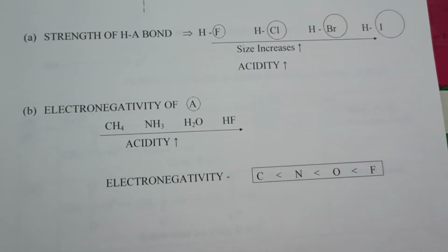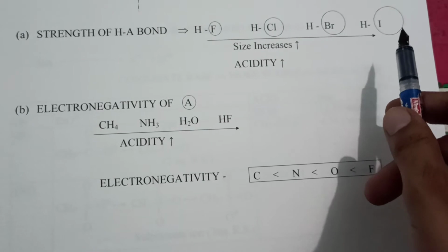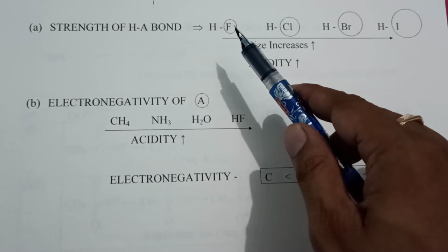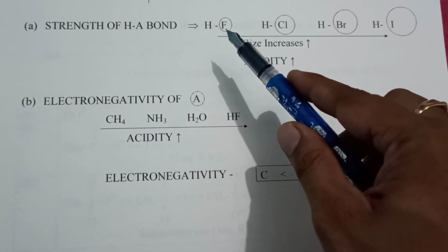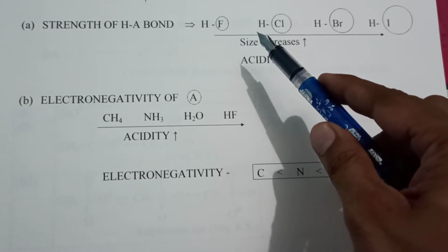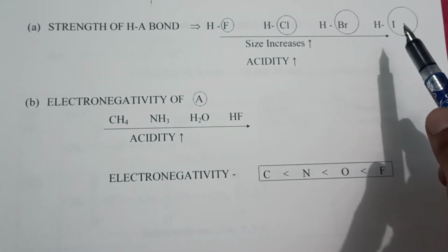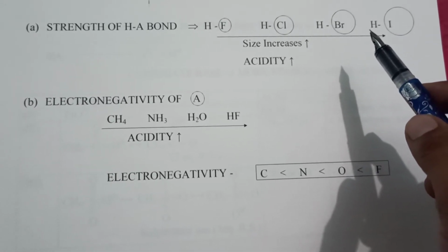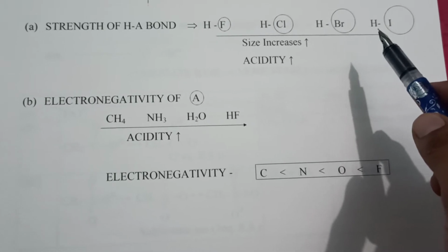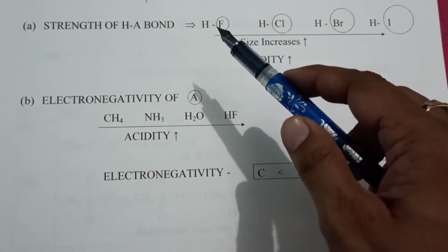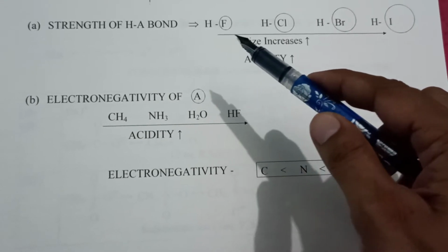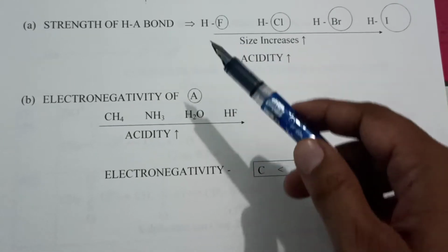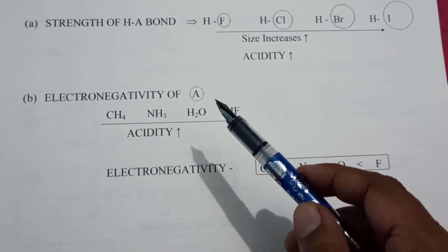Consider these halogen acids: HF, HCl, HBr and HI. These halogens are present in a group, and if we move in a group from top to bottom, as we know, the size of the halogen will increase. If the size of the halogen increases, then the bond becomes weak. That's why the proton is given most easily by HI, whereas least easily by HF. That's why the most acidic is HI and the least acidic is HF. That was factor A.